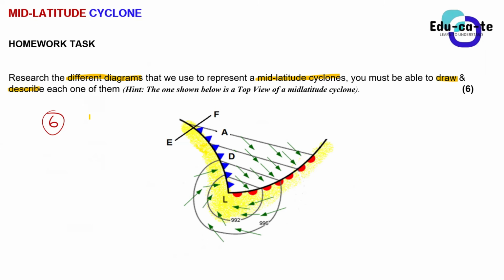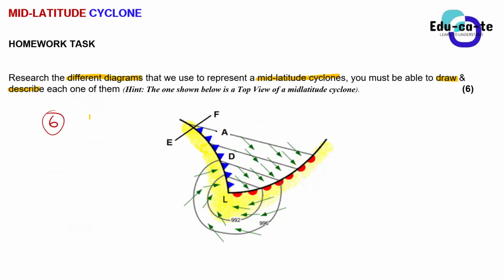And then I give you a hint so that you have an idea of what the question wants. The diagram shown below is a top view of a mid-latitude cyclone, meaning that this is us looking at a mid-latitude cyclone from the top, guys. It's like you are on top of a building, on a balcony or a roof, looking at the heads of the people from the top. That's a top view.